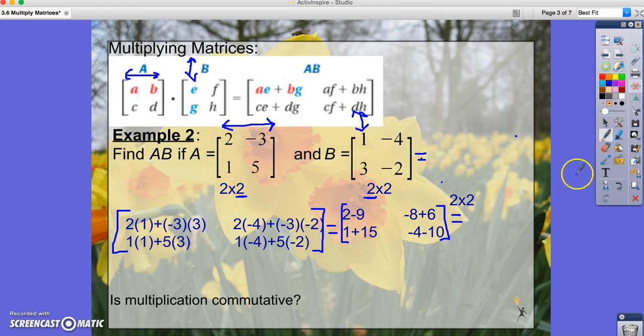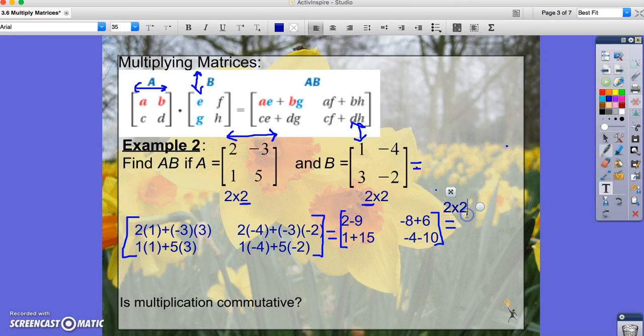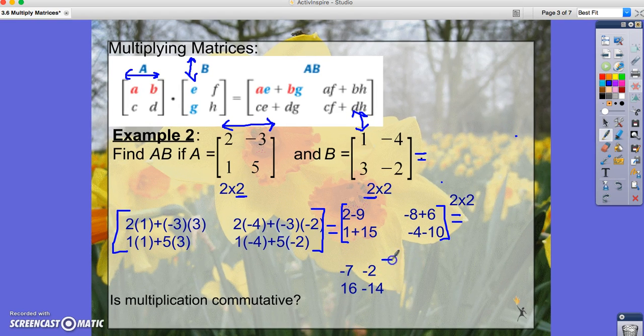Which now finally gives me my 2 by 2 of this. I'll do it down here. -7, -2, 16, -14. And that's actually my matrix. That's my answer. So here's my 2 by 2 matrix I get with multiplying. Like I said, it takes practice. I promise it gets easier as we go. You just got to get some practice with it.